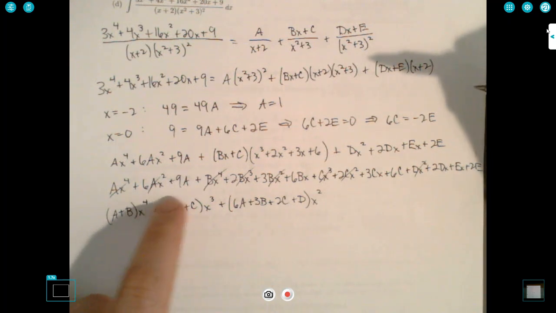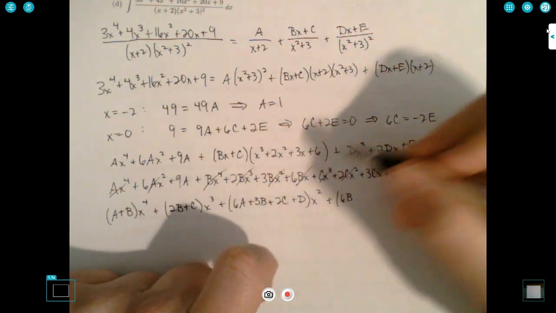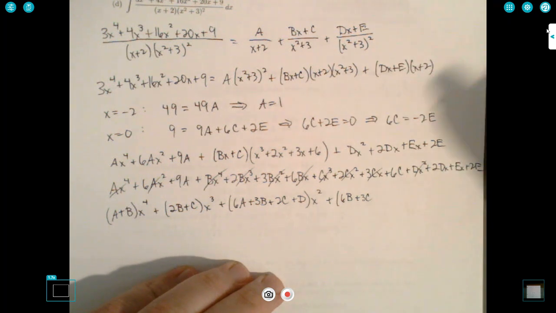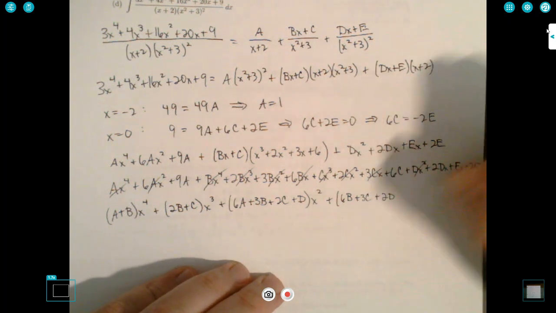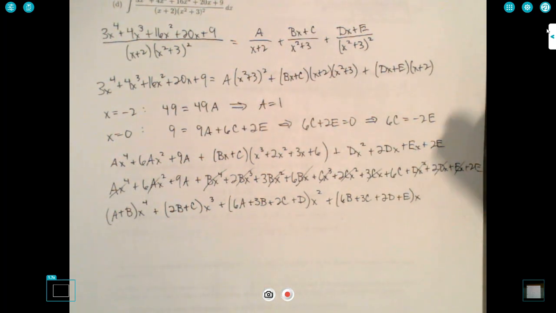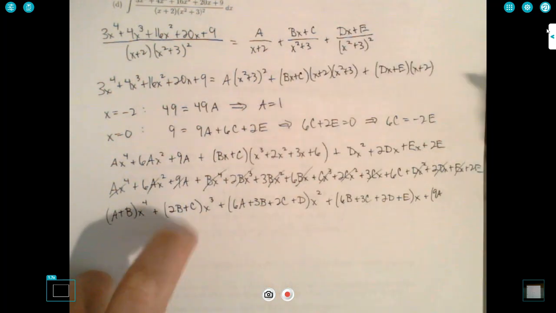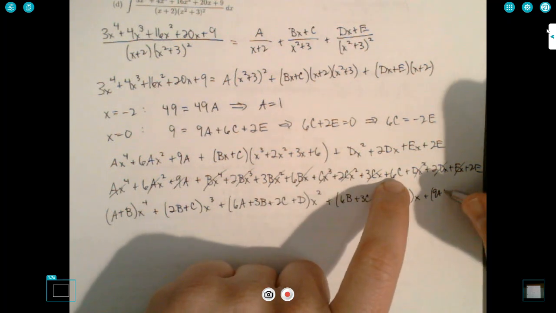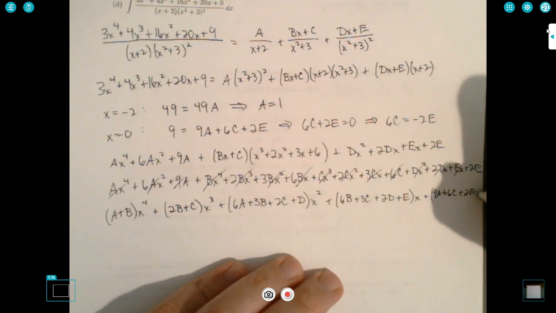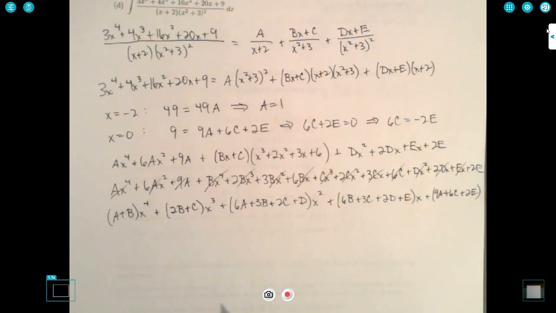My x's, I've got a 6b, a 3c, a 2d, and an e. And then my constants, got a 9a, a 6c, and a 2e. All right, look at that. Okay, now I can equate coefficients.